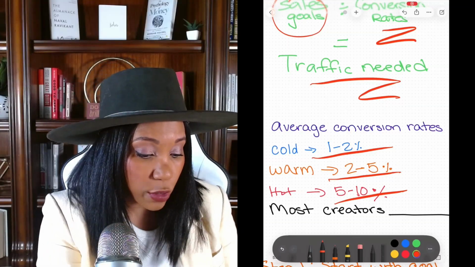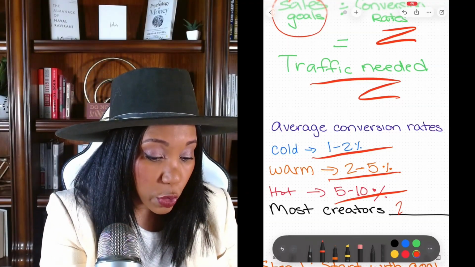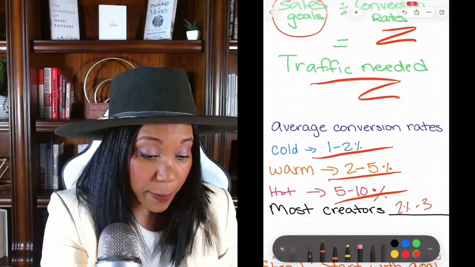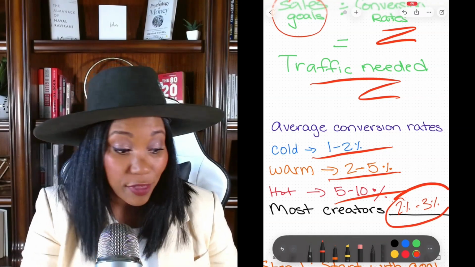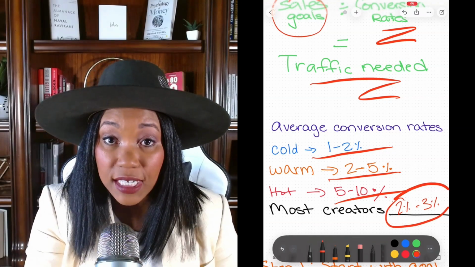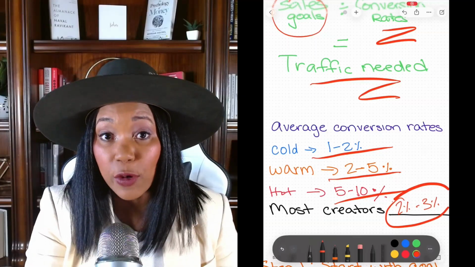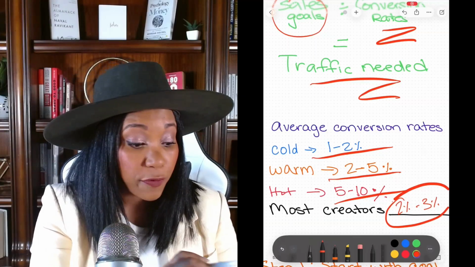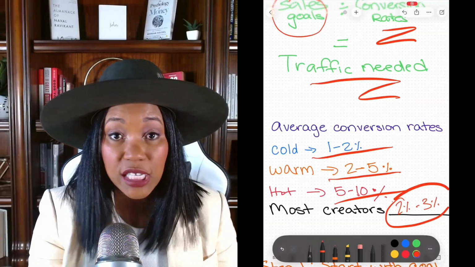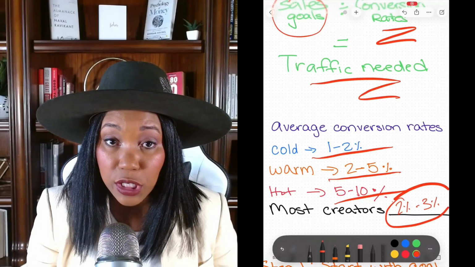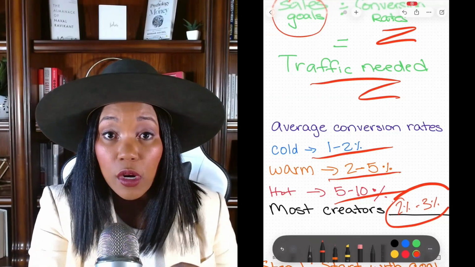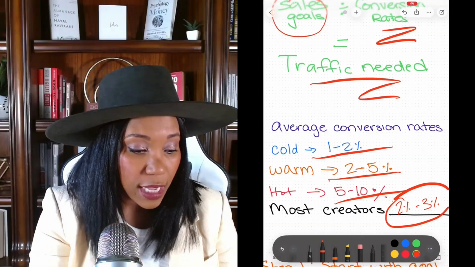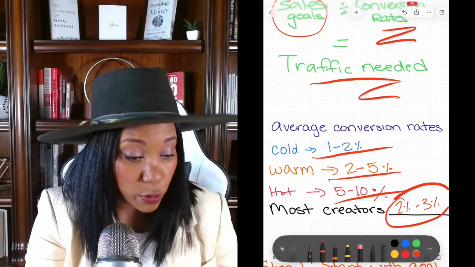Now, most creators live between the 2% to 3%. A lot of people get confused because they think that they're going to be operating at 5 to 10% and higher when they first start their digital product. But if you don't have an audience, if you're just connecting with the people that you're looking to sell to, it is most likely going to be between the 1 to 2%, or if it's a warm lead, most likely going to be 2 to 3%.